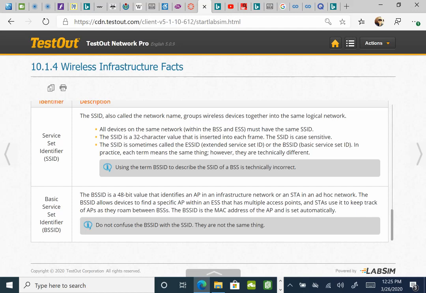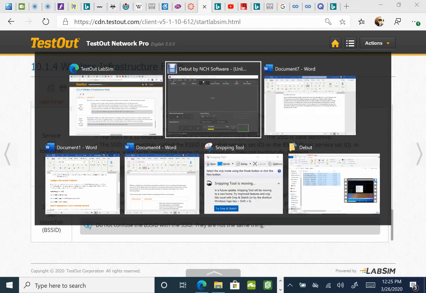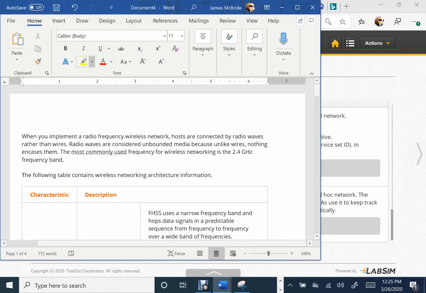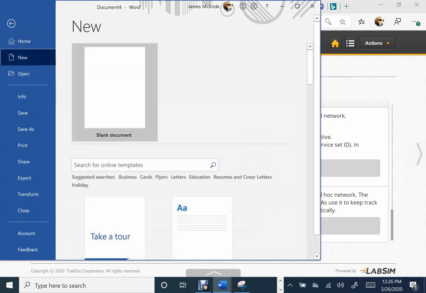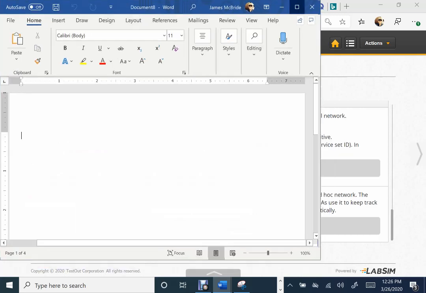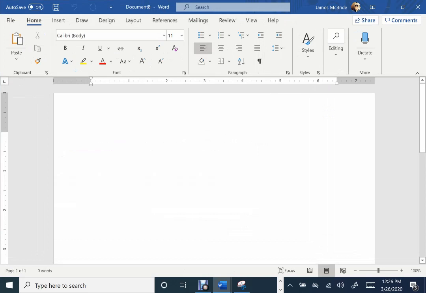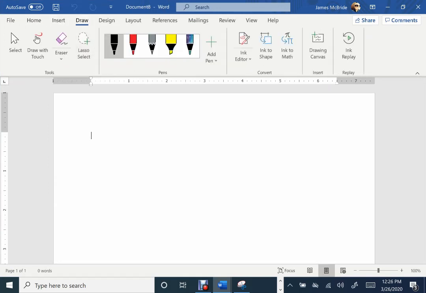So if I, let me see, I had to do some stuff for something else I was doing. Let's open a blank document. All right, so let's go ahead and draw, because I can do that on my screen.